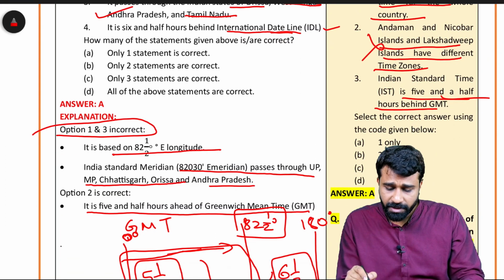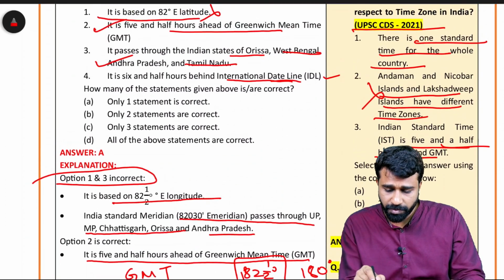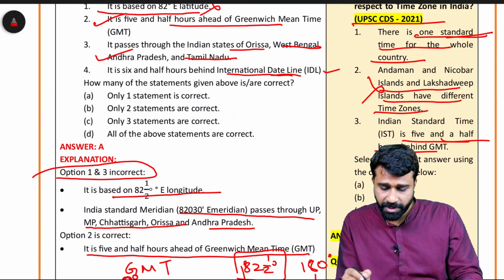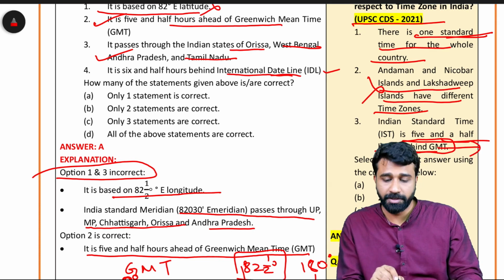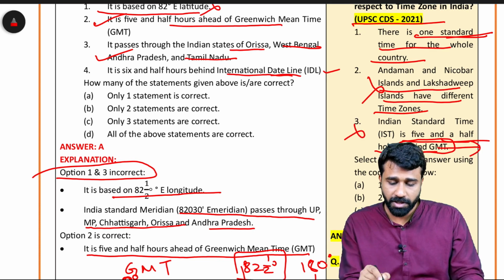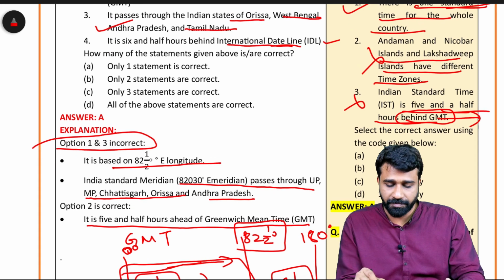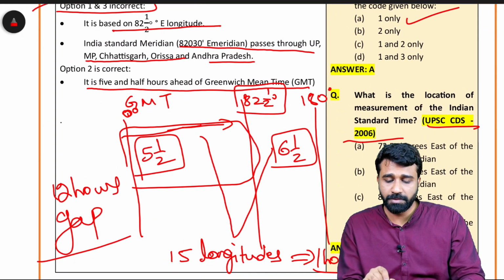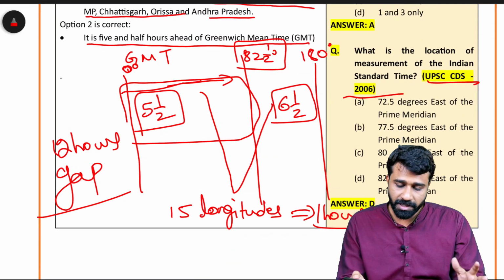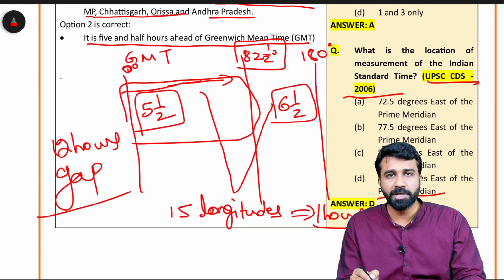Second statement. So the first statement is true. There is one standard time only for India. It is 5.5 hours ahead of Greenwich Mean Time, not behind. So the third statement is also wrong. Only the first statement is true here. Similarly, UPSC CDS question 2006: what is the location of measurement of the Indian Standard Time? It is 82.5 degrees east longitude, that is the prime meridian.